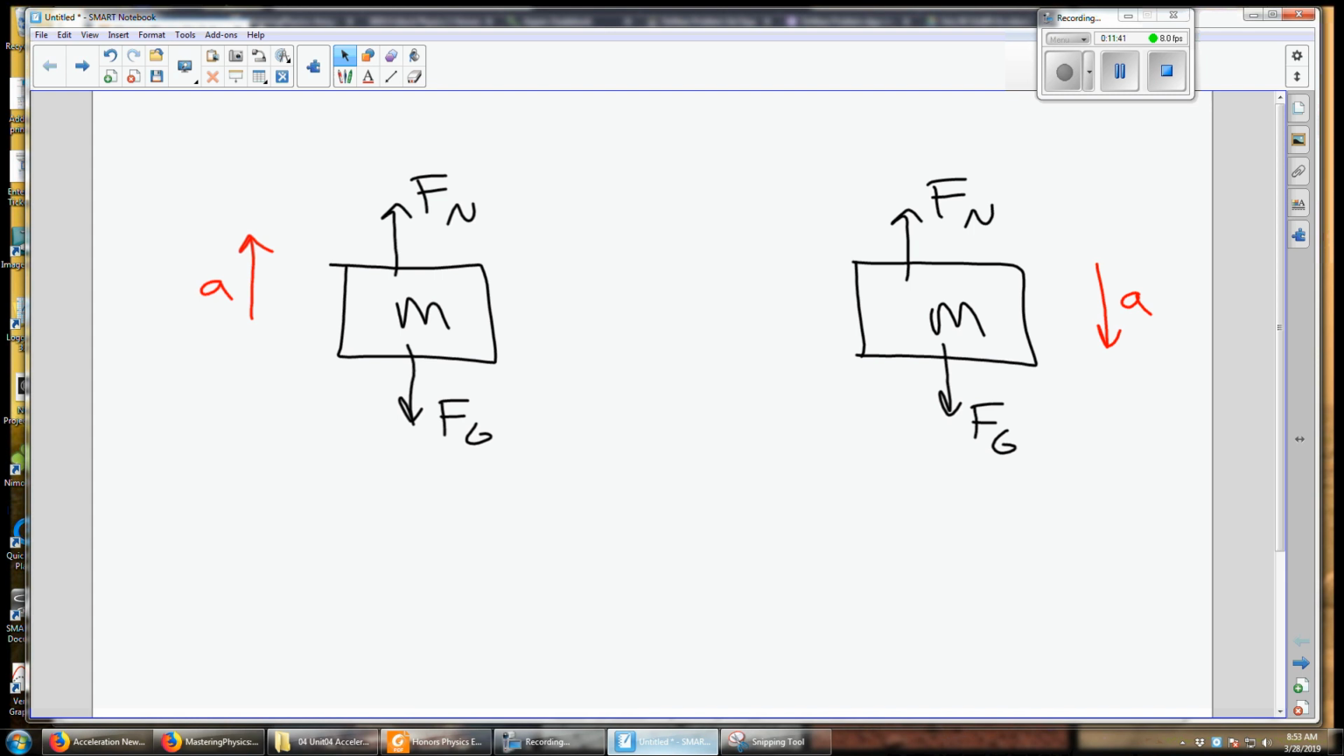Which way do we want to call positive? Up? Okay. For both? Okay. We'll call up positive for both. So this would be the diagram that should be my y. So I'll throw that into my document as my y.